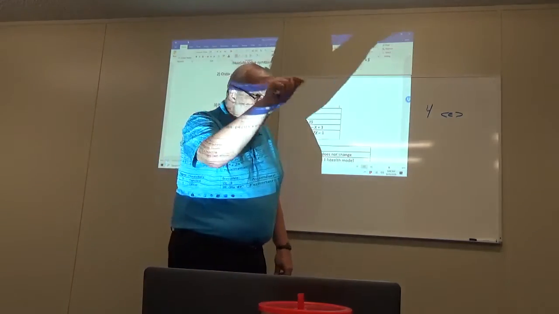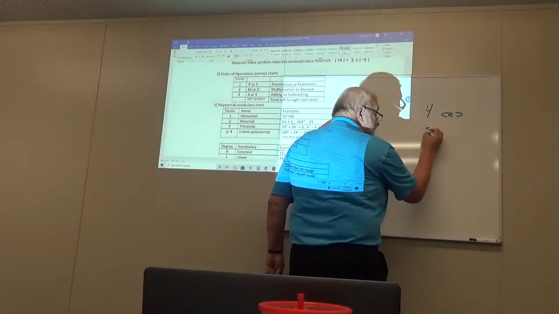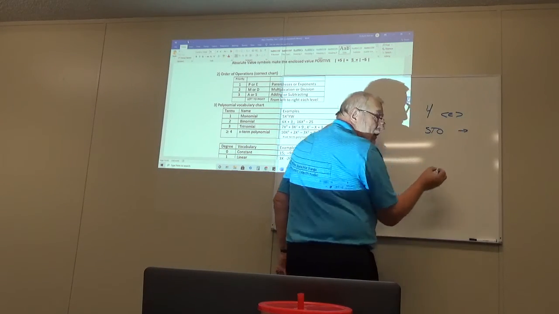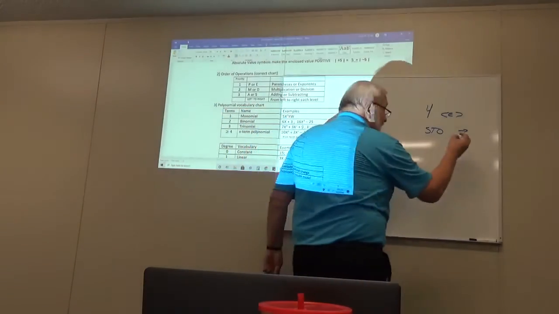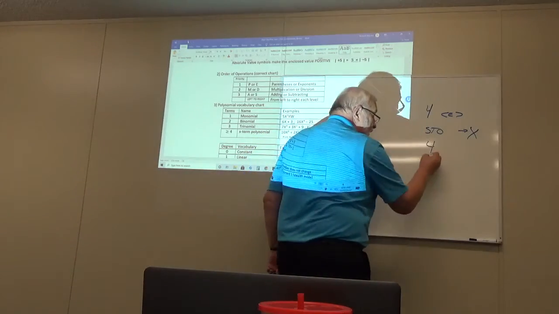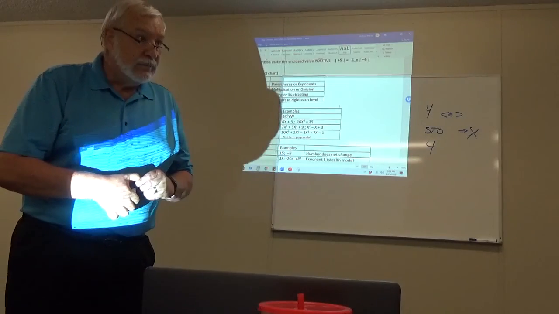Okay, now that number, you're going to store it to X. So press the stow button and you're going to see an arrow, and then X is up at the top. Press X and you'll see that. When you press enter, you're going to get 4 again. That means X is now 4.